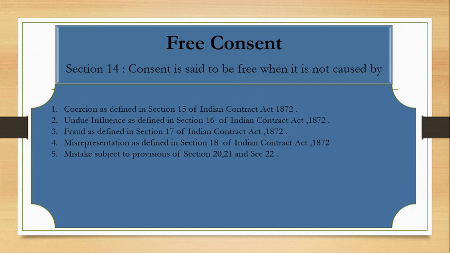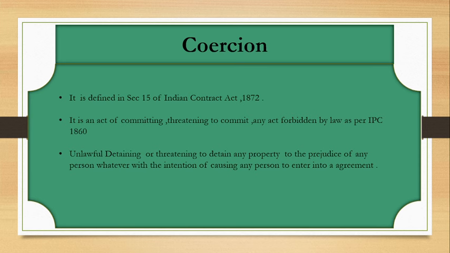As per section 14 of the Indian Contract Act, consent is said to be free when it is not caused by coercion, as defined in section 15 of the Indian Contract Act 1872, undue influence, as defined in section 16, fraud, as defined in section 17, misrepresentation, as defined in section 18, mistakes, subject to provisions of sections 20, 21, 22. What is coercion?